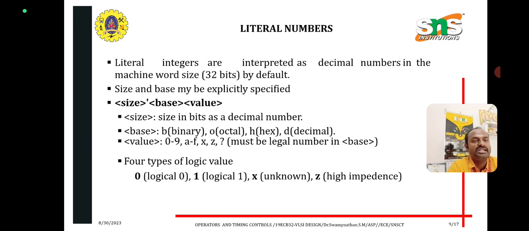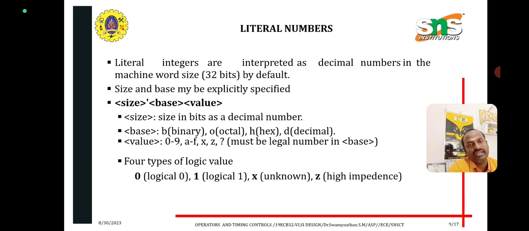And next, the literal numbers. We already discussed the literal numbers: size, base, value. Size defines whether it is a decimal number or hexadecimal number or anything. Base means whether the value is binary or octal or hexadecimal or anything. And the value means, if binary, zeros and ones; if decimal, 0 to 9; if hexadecimal, 0 to 9 and A to F, like this.